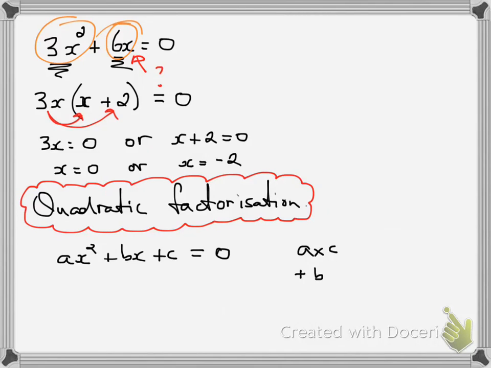So, let's have a look at a specific question. If we had something like x squared plus 7x plus 12 equals 0, what we're looking for is two numbers that multiply to give you 12, because of the simple fact that you have really a 1 there. So 1 times 12 gives you 12, and they must add up to give you 7.